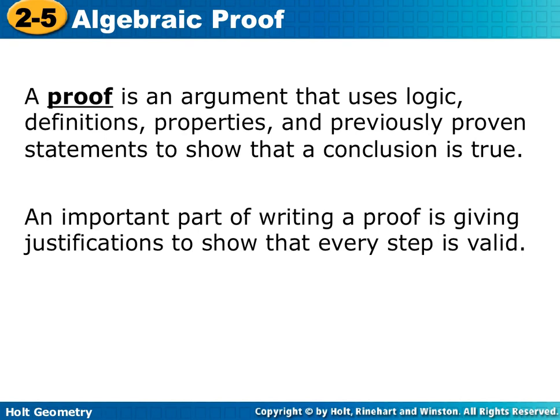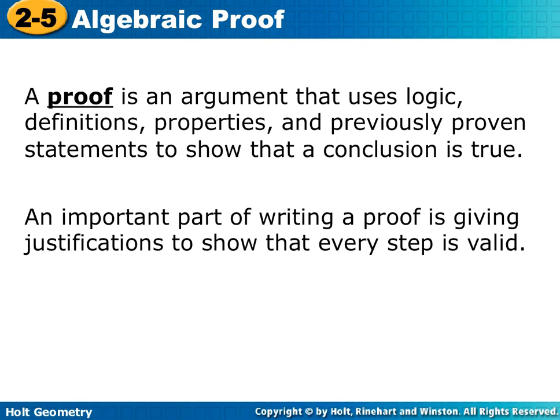An important part of writing a proof is giving justifications to show that every step is valid. If you make an argument based on things that are untrue or not logical, then it's not a proof because you haven't really given a sequence of sensible things. It's not valid. Now, proof is how you would prove some of those conjectures that we were doing. This is how you would prove them true. A counterexample could prove it false.